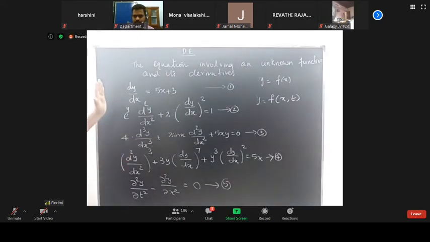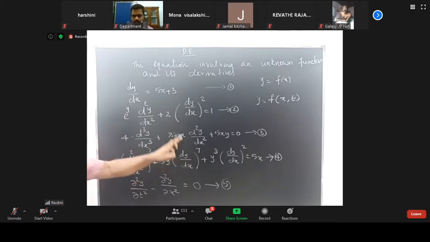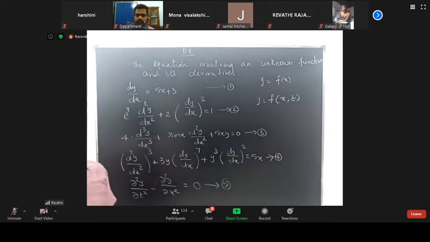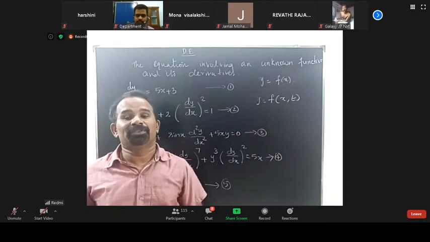Here, I have given some examples of differential equations. So this is ordinary differential equation, because y is an unknown function, the dependent variable is y, the independent variable x. This is also ordinary differential equation. Up to the fourth, these are ordinary differential equations. We come to the fifth one. This is partial differential equation. Here, y is the dependent variable, t and x are independent variables. So when more than one independent variable occurs, then the differential equation is called partial differential equation.